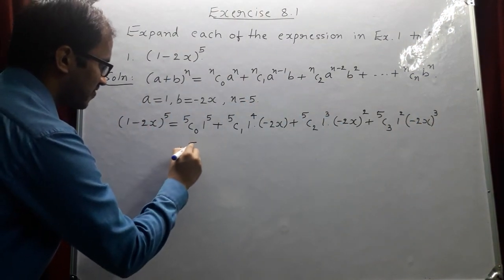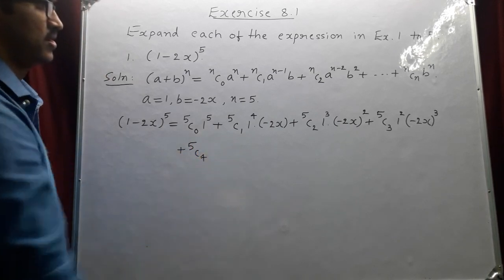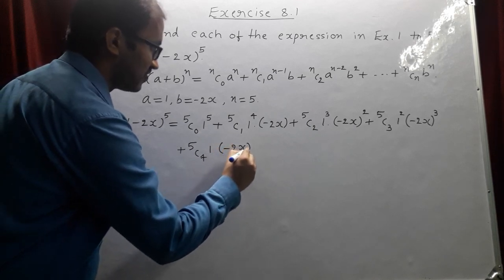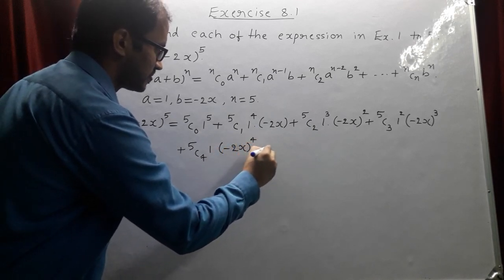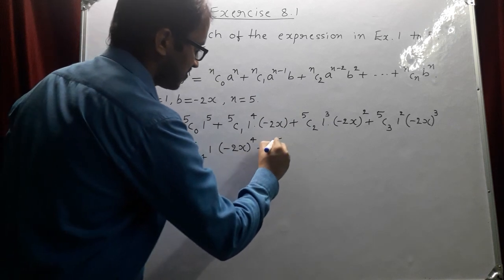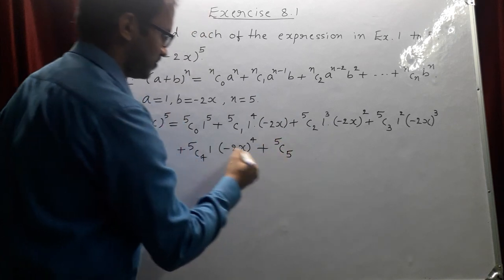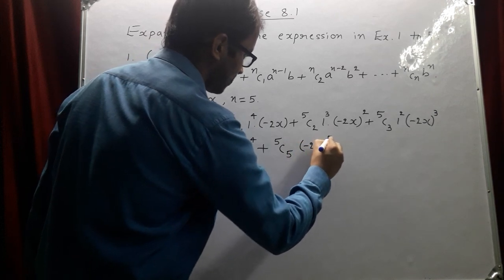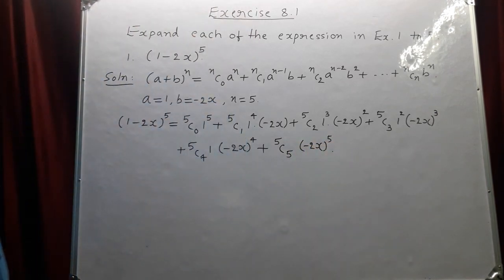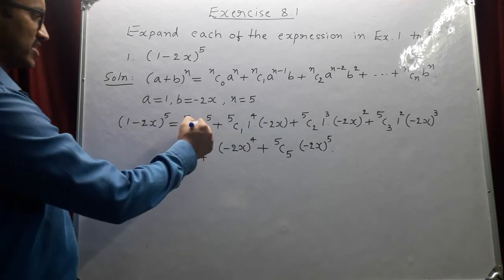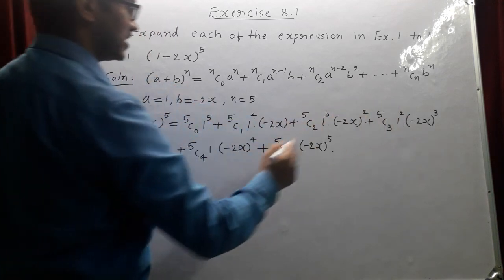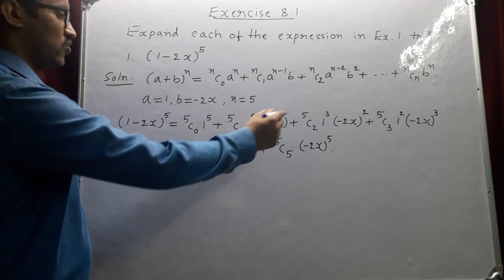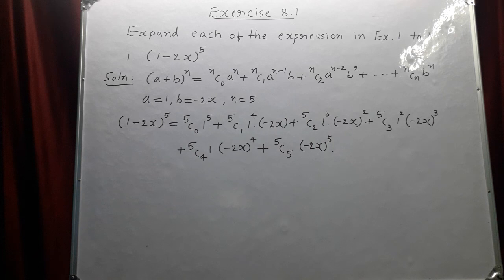plus 5C4, 1, (minus 2x) power 4, plus 5C5, (minus 2x) power 5. So you have to remember this: the powers of a go on decreasing by 1, whereas the powers of b go on increasing by 1.